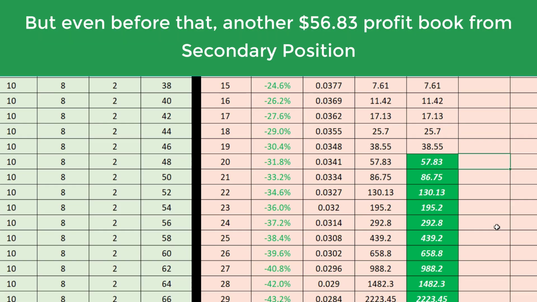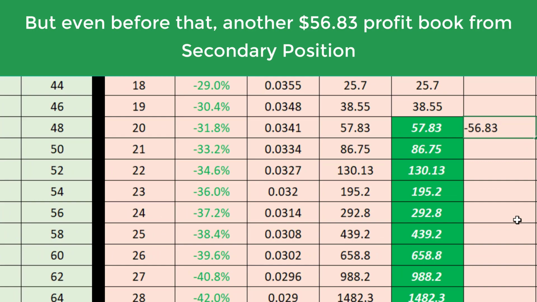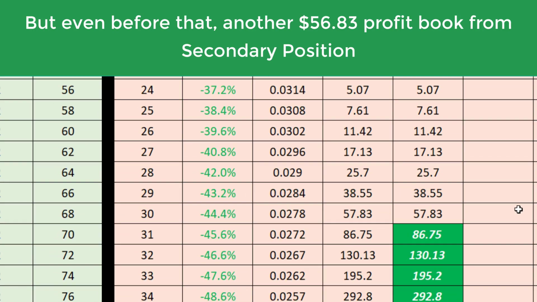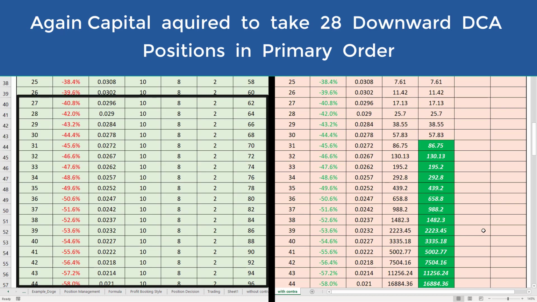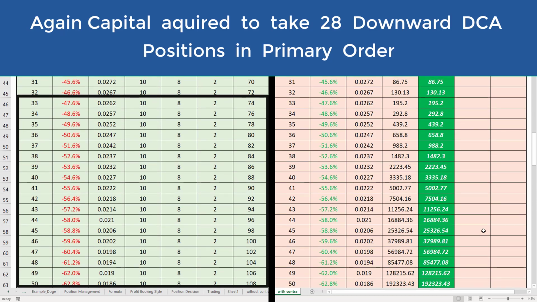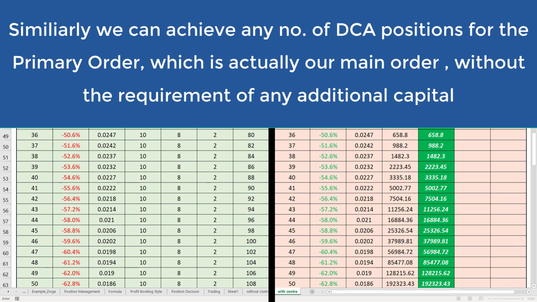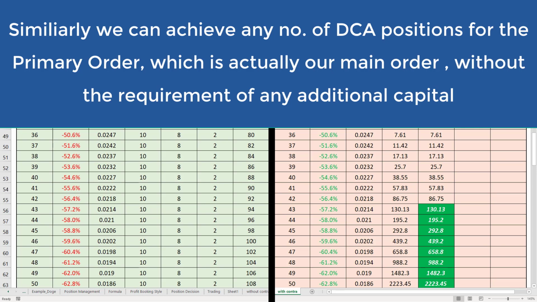And even before taking 18 extra DCA positions on primary, we will get another $56.83 profit from secondary. Enough capital to take 28 more DCA positions on the primary side. This process can continue to any extent, and we can easily use the compounded capital from the secondary side to take any number of DCA positions on the primary side.